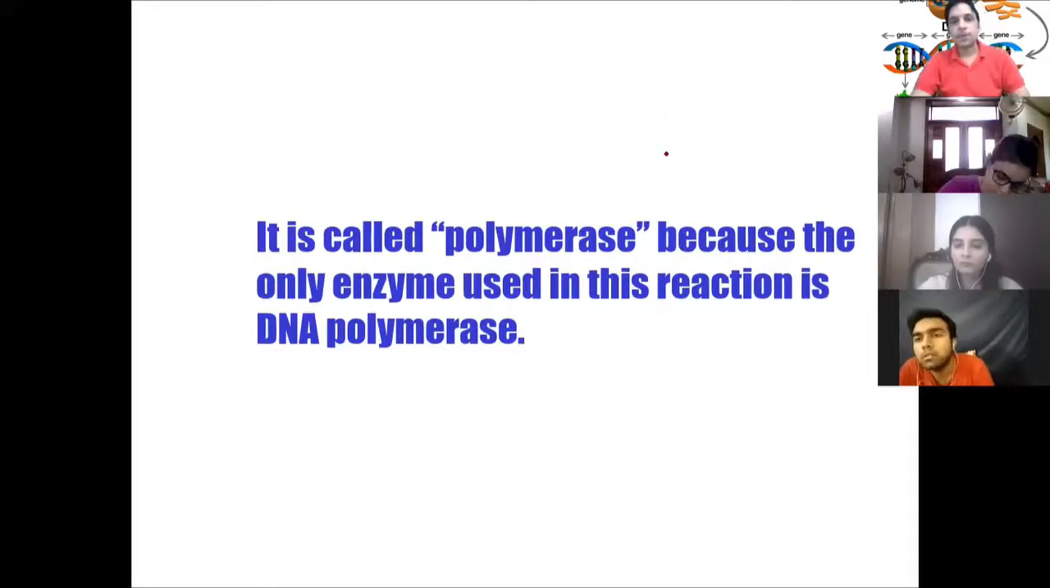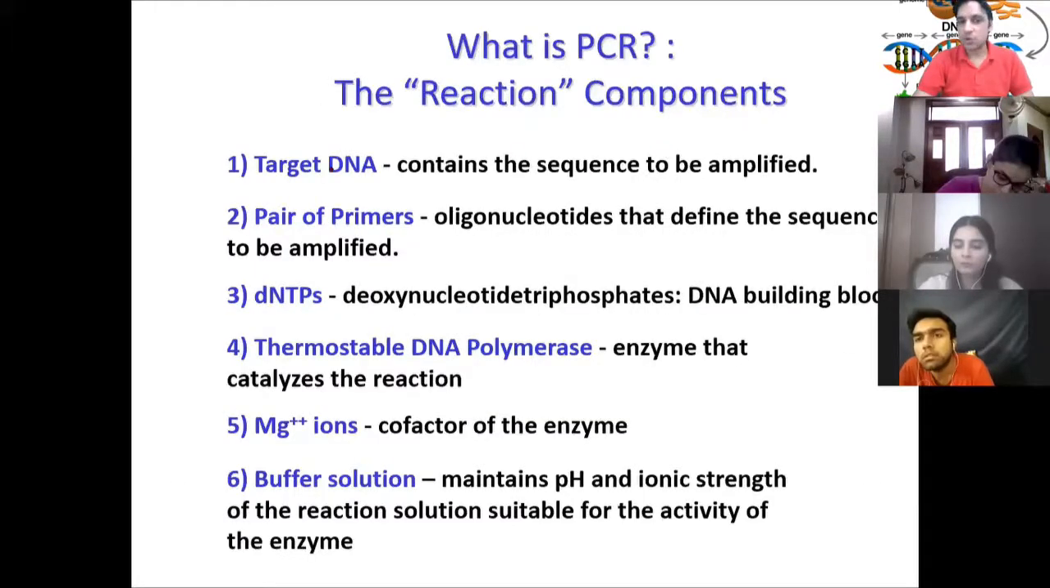Okay, the mechanism is simple. The things which are required: number one, target DNA. We should have a template. We should know the sequence, because if we know the sequence, we can design primers to specifically amplify a place of our choice. We use dNTPs.